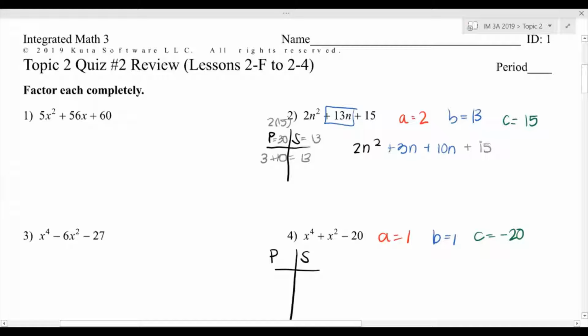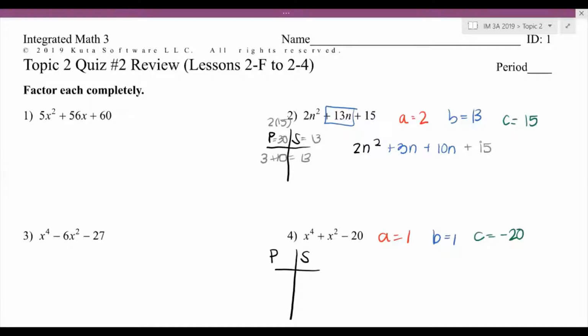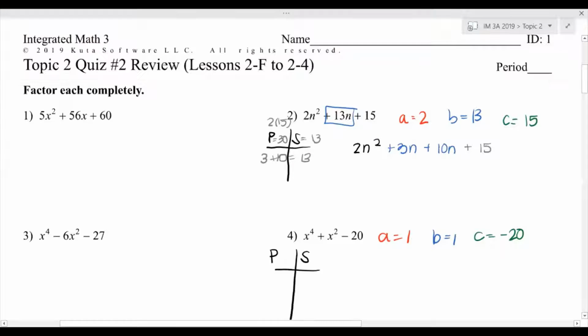I'm going to factor these 4 terms by grouping, which means I'm going to split this down the middle so that I have 2 terms on either side, and I'm going to factor out the common factor of each. Remember that I could have written the 10n first. That part doesn't matter. It'll just reverse the order of the factors that I get.